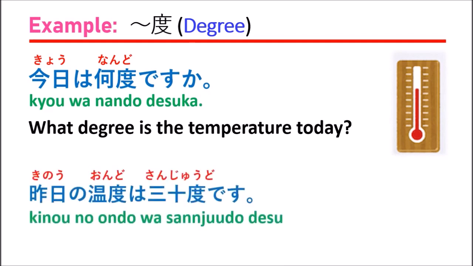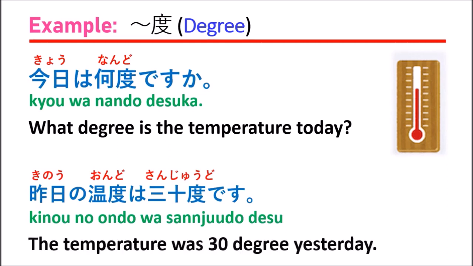The second example, 昨日の温度は30度です。Which means the temperature was 30 degrees yesterday.